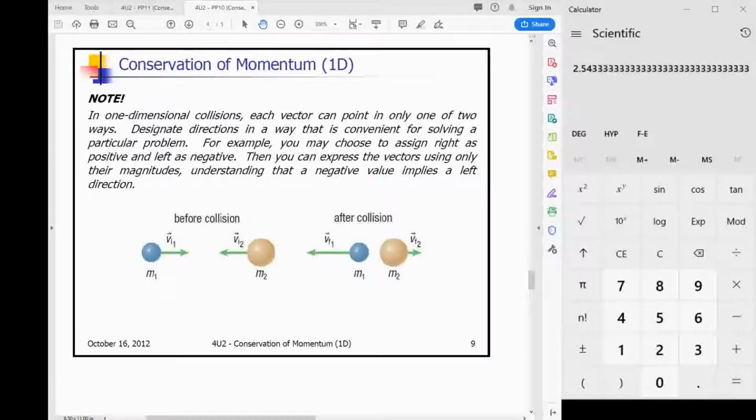Just whatever decision you make and however you present your problems, if you're writing them as vectors, or when you write your answers as a vector, make sure that you include the direction, unless it's obvious that you're choosing a convention in a way that wouldn't necessarily need you to show the direction. So if your positive is obvious that it's going to be moving to the right, then you can just omit that direction.